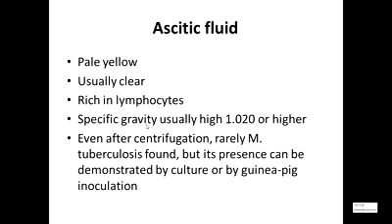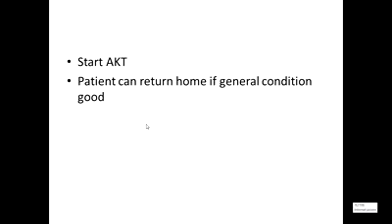Ascitic form: the fluid is usually pale yellow, usually clear, rich in lymphocytes. Specific gravity is 1.020 or higher. Even after centrifugation, rarely is Mycobacterium tuberculosis found, and its presence can be demonstrated by culture or animal inoculation, and the yield is very low. The treatment is anti-TB therapy, and the patient can return home if the general condition is good.